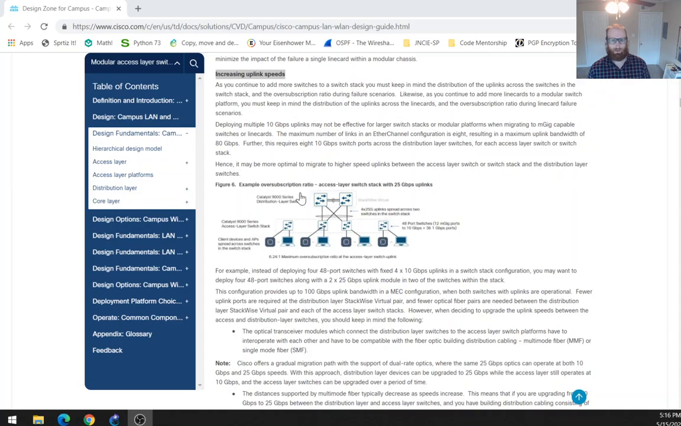Alright, so here's an oversubscription ratio, and remember that oversubscribing is not a bad thing. In fact, it's bad to undersubscribe, because then you're just wasting links out there that don't need to be out there.